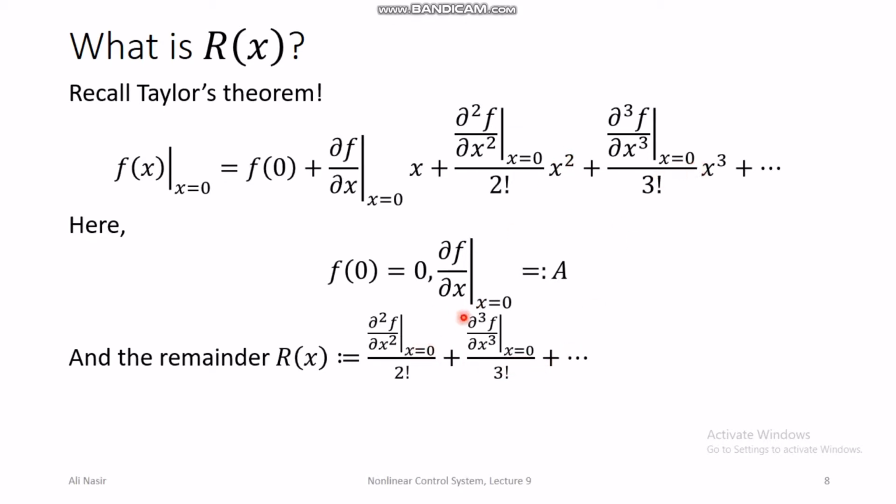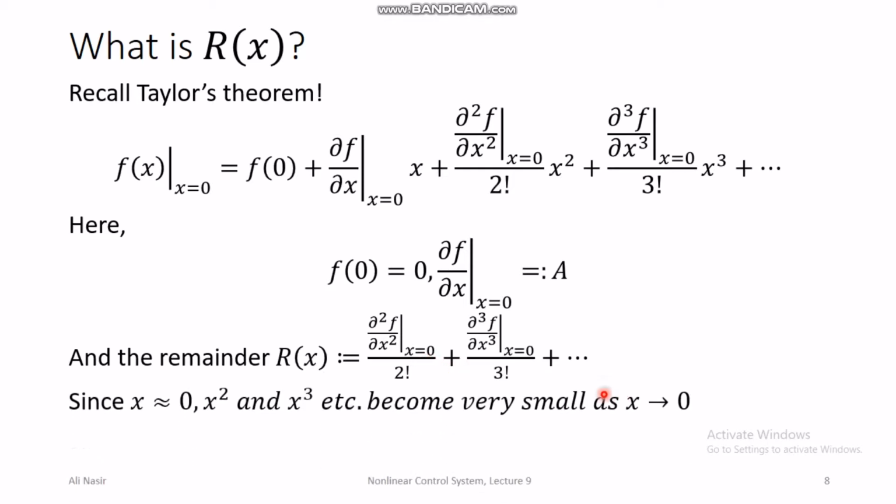So the remainder is something that depends upon the higher powers of x. I don't need to explain at this level that if x is close enough to 0, then its higher powers would be even smaller than the value of x. And since x is nearly 0, then x square and x cube etc. become very small as x approaches 0. So that is how you can make r of x less than minus x transpose Qx by appropriate choice of x.